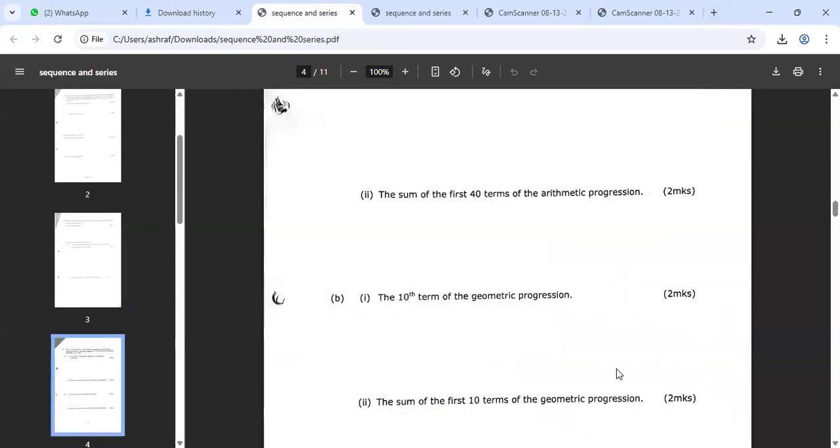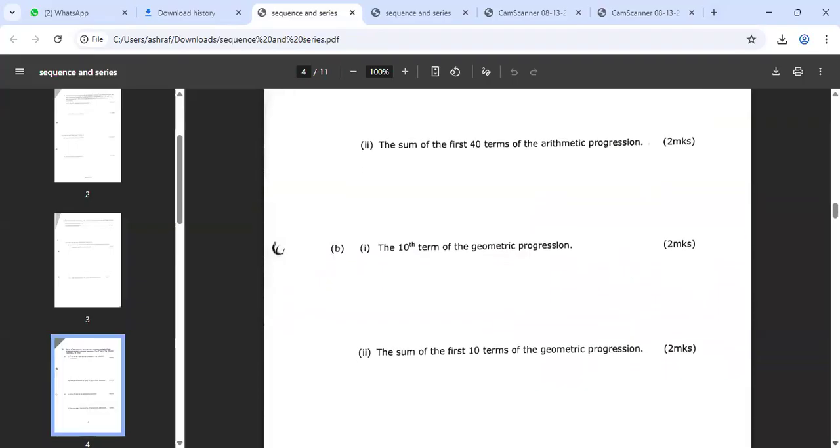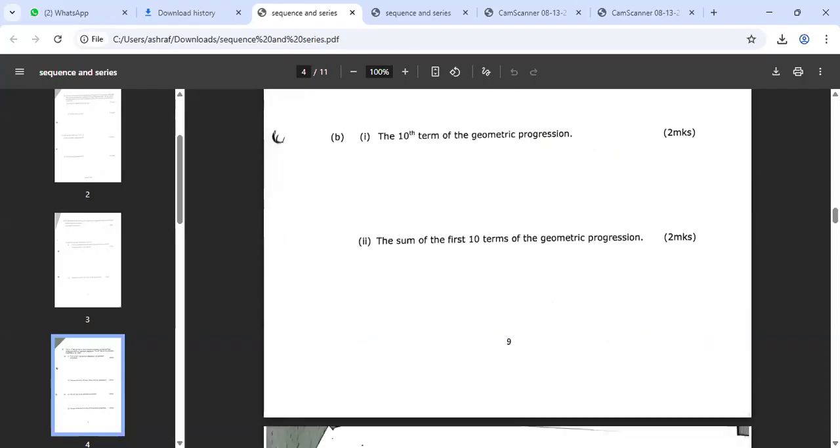Okay, then work out the second part, Roman 2, the sum of the first 10 terms of the GP. Remember, A is 3 and R is also 3 for the GP. Work out the sum of the first 10 terms of the GP and share your answers.